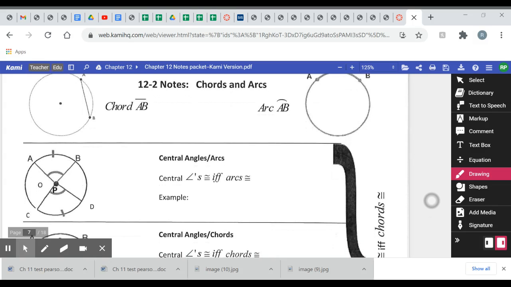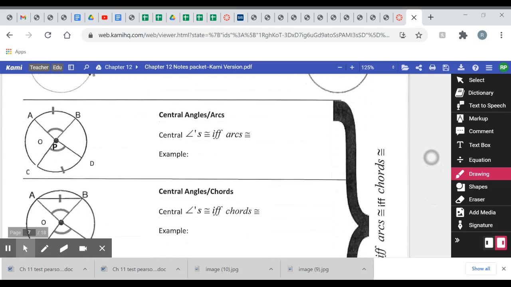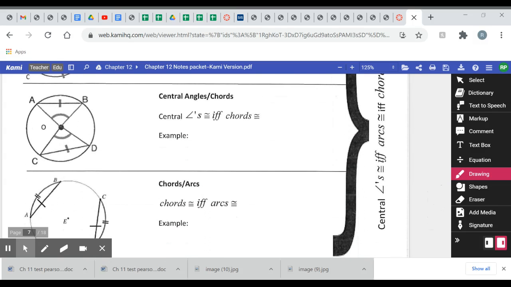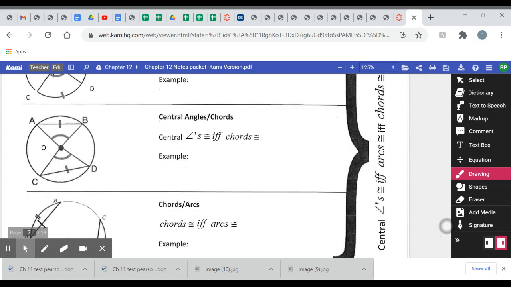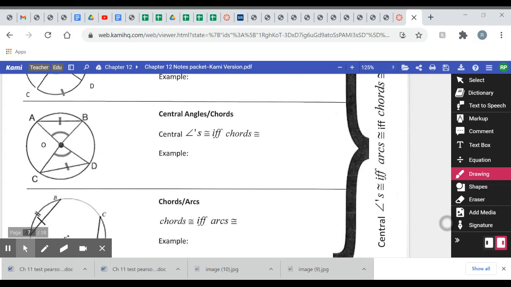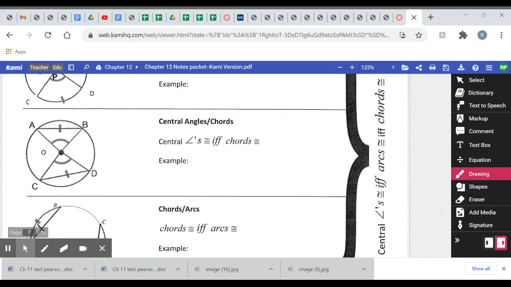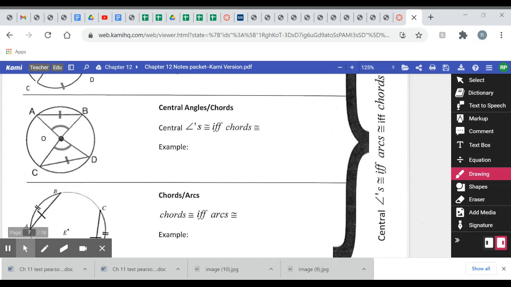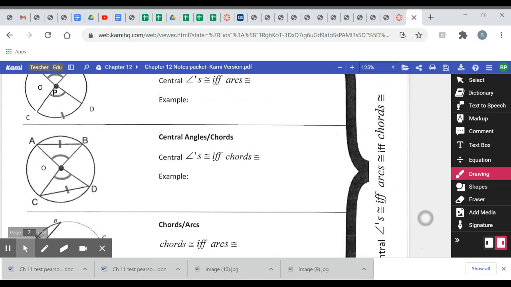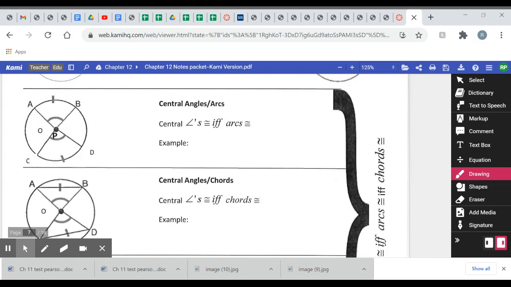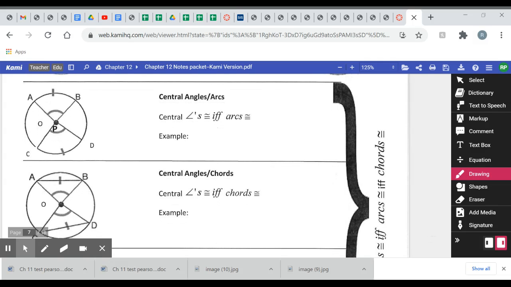All right, so now we're going to go over some different properties regarding chords and arcs. You can see to the right here, the central theme going on here is that central angles are congruent if and only if. That's what the IFF stands for. We talked about that earlier in the year. If and only if arcs are congruent, if and only if chords are congruent. So again, if one piece of that is congruent, you know the other pieces are congruent as well. So that is what these different properties are going to go over. It's going to tell us a property, and then we'll say an example of it based on the picture that we see. So the first one is on central angles and arcs.